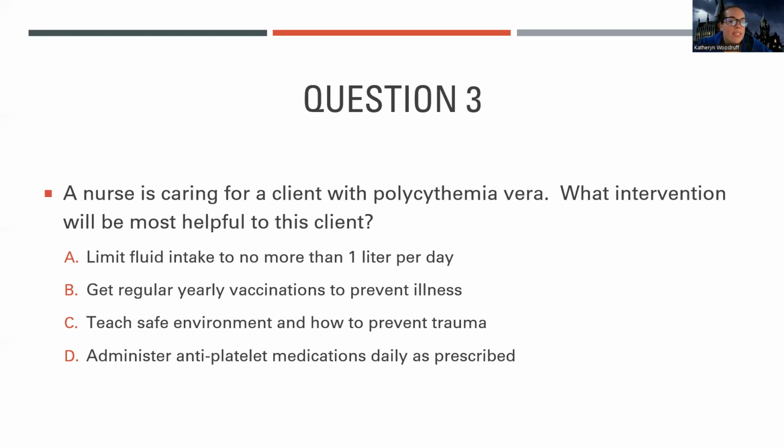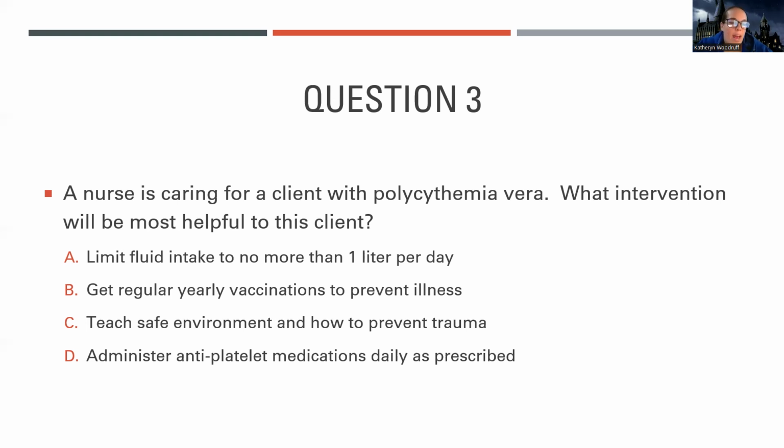Get yearly vaccination to prevent illness. Well, generally that sounds great. But this is one of those questions where it asks what is going to be most helpful to this client. Maybe they're going to need their vaccinations, but is it actually going to help them stop making so many cells, or make their blood not so thick, or prevent complications? I don't know. I think that's more applicable to patients that have low white blood cell counts, etc.